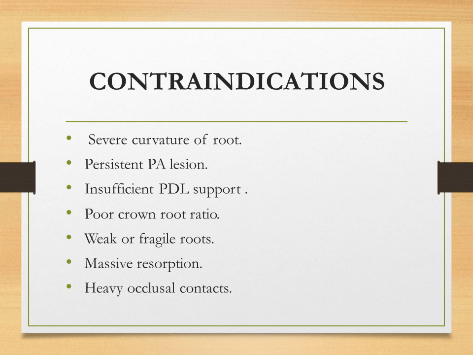The first one is severe curvature of the root. You have to understand that your posts, whether it be your prefabricated fiber post or your custom made cast metal post, are not flexible. So they cannot adapt to the curved canals of the root. If there is severe curvature which begins right at the cervical third, which is rare, or right at the junction of the cervical and the middle third, giving a post is out of the question, because your post will not be able to adapt to the curved canals of the root.